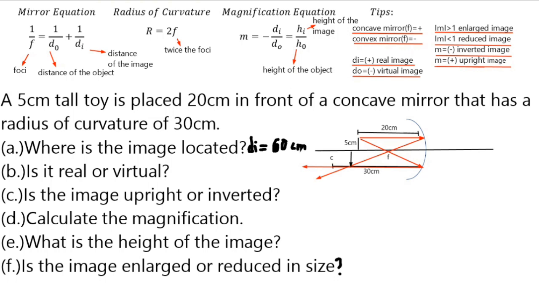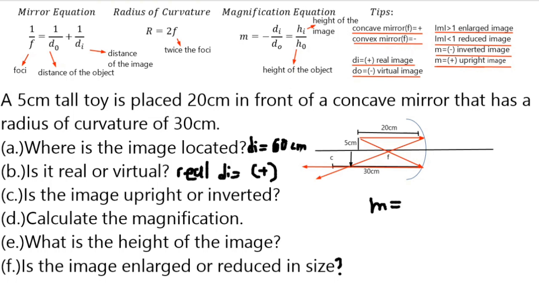Now, is it real or virtual? To consider this, we need to know if the distance of the image is positive. The distance of the image is positive, therefore it is real, as d_i is positive. Is the image upright or inverted?